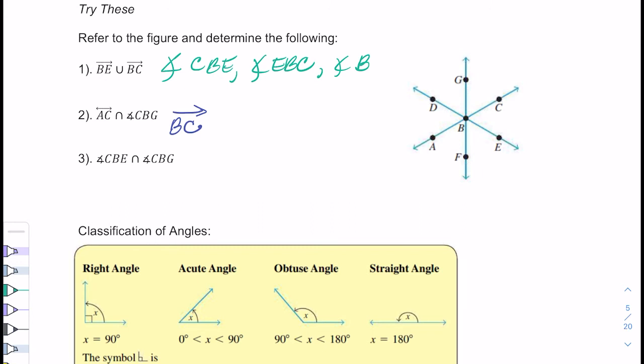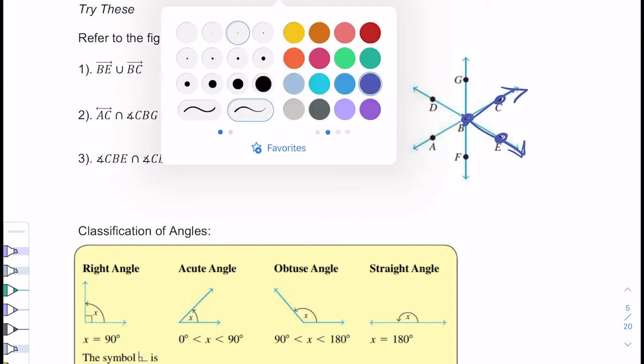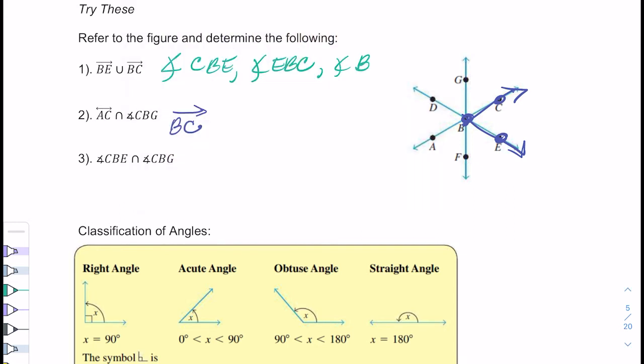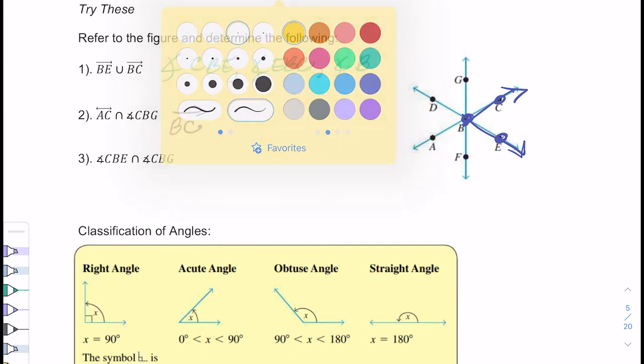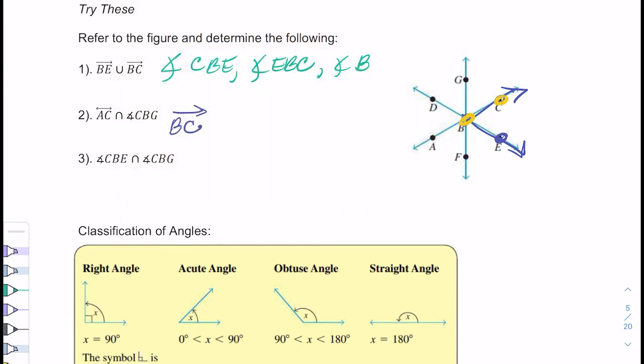The last question says angle CBE. Okay, so here we go again. Let me highlight CBE for you. There's that angle. And where does it intersect with angle CBG? Okay, so now we've got CBG. Again, if you notice, where they intersect at is right there. So that would be ray BC.